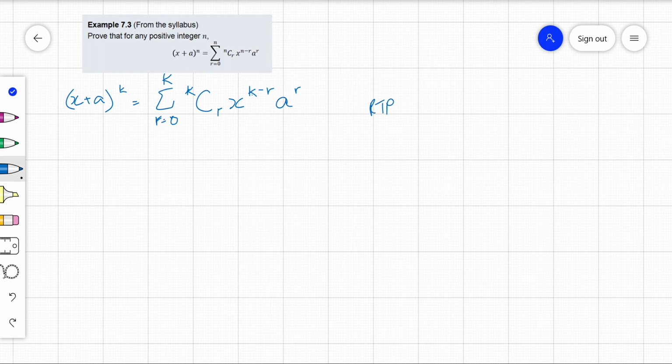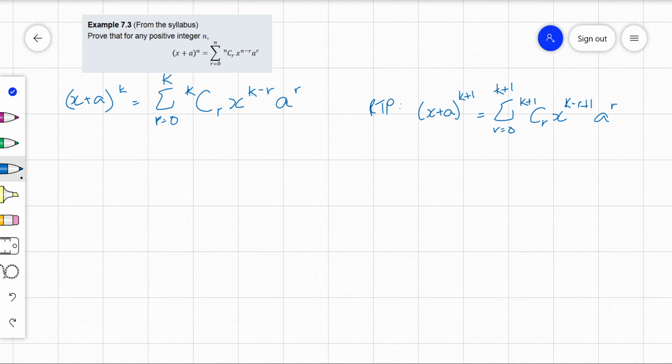Alright, and what are we required to prove? I'll just put it over here. So our proposition of k plus 1 will give us x plus a to the power of k plus 1 being equal to the sum. This time we want to sum from 0 up to k plus 1, so really pay attention to these small details. And we've got k plus 1 choose r, x to the k plus 1 minus r, same as k minus r plus 1, and a to the r.